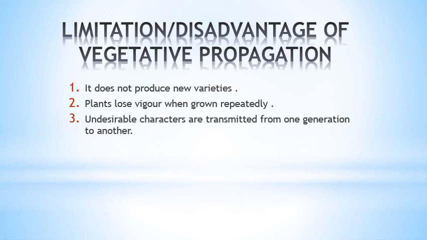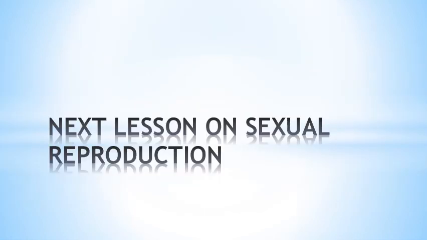So this is about vegetative propagation of plants, in which we use various natural as well as artificial methods. In our next lesson, we will discuss sexual reproduction. First we will discuss the characteristics of sexual reproduction. Then we will start with sexual reproduction in flowers and its mechanism.